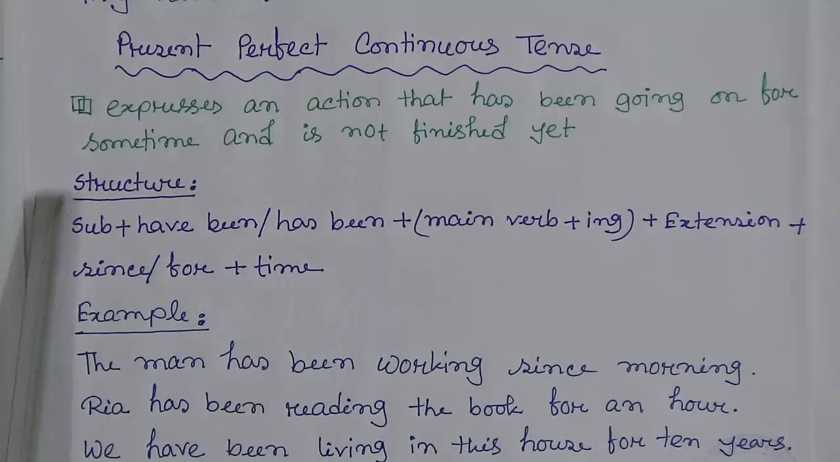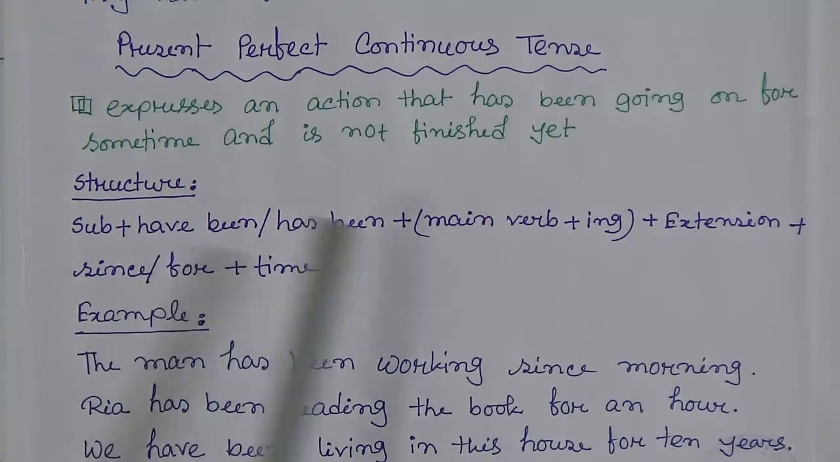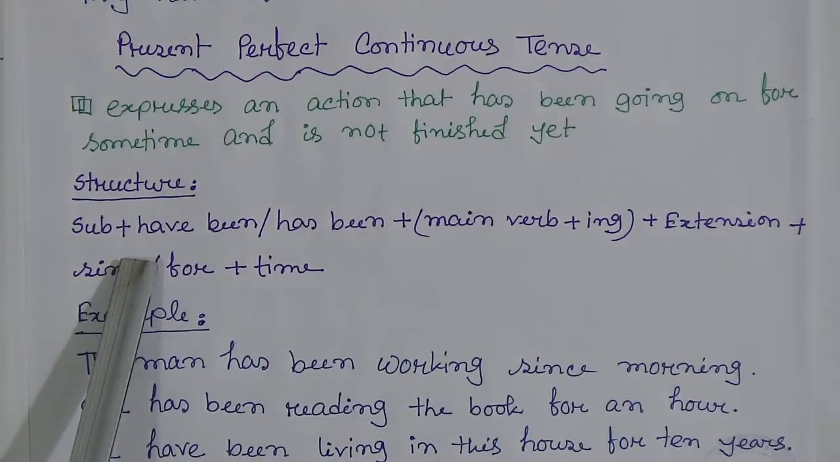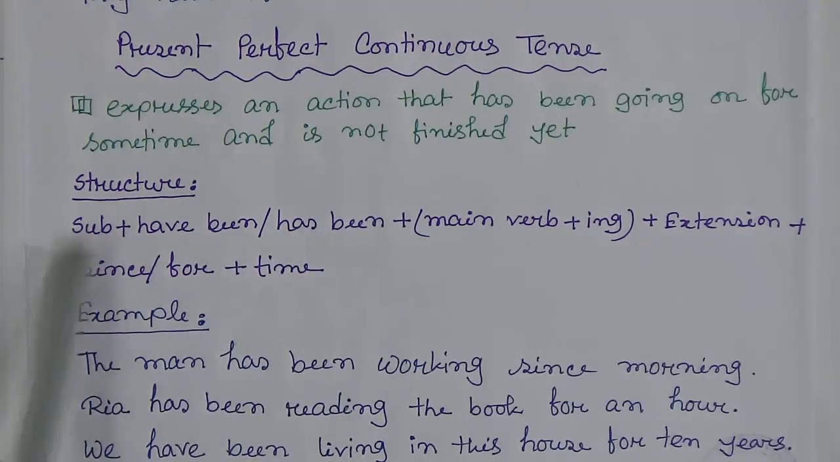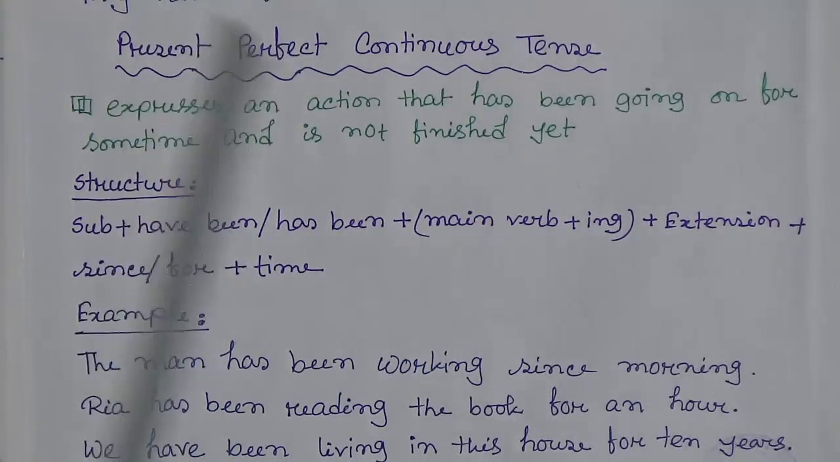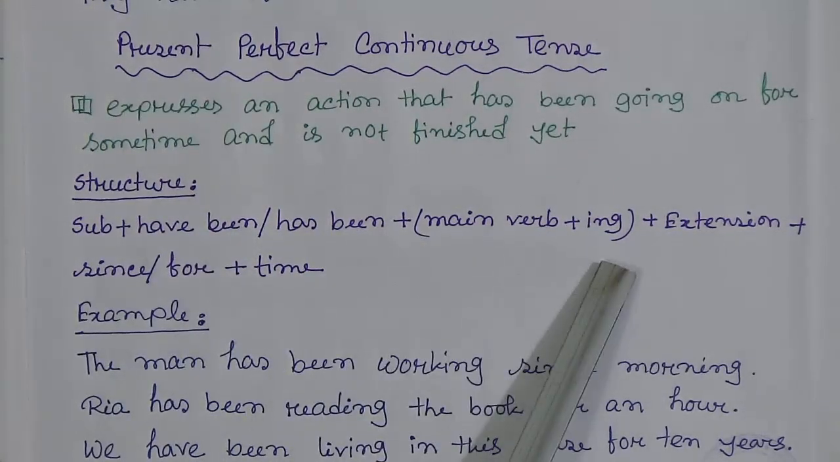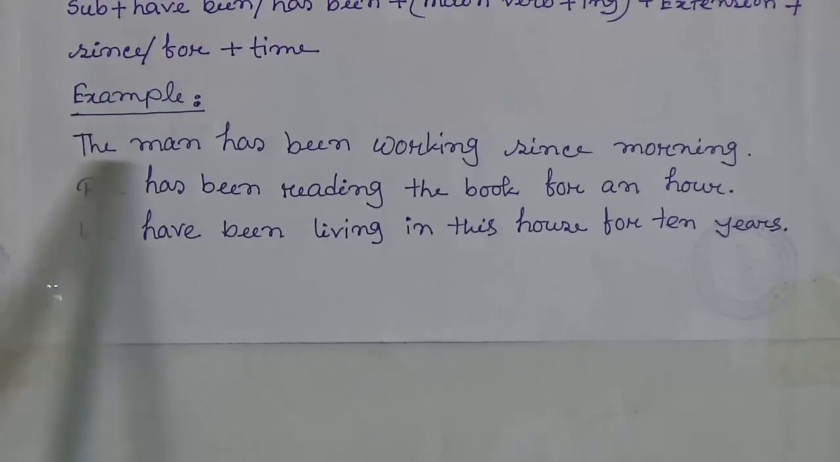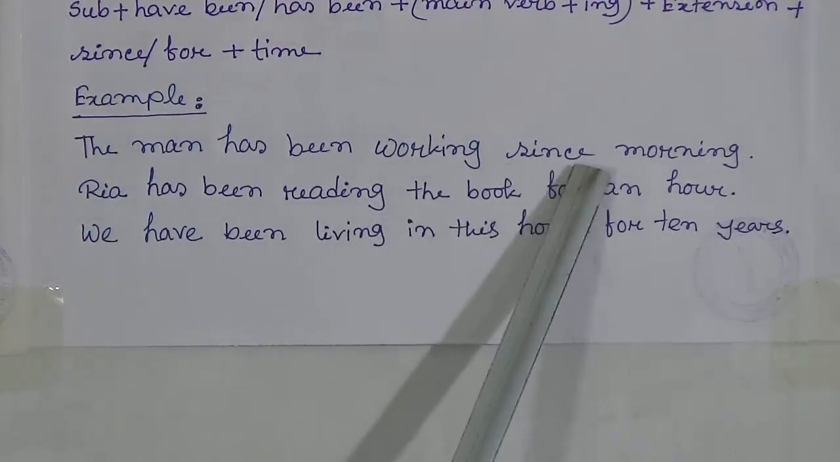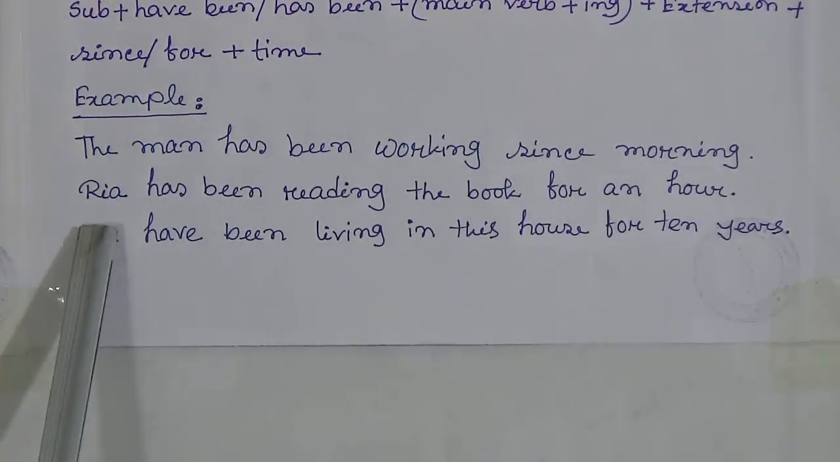Now the structure is subject plus have been or has been. Here also we have to use have been or has been according to the number and person of the subject, plus main verb plus ing plus extension plus since or for plus time. Now example: the man has been working since morning.